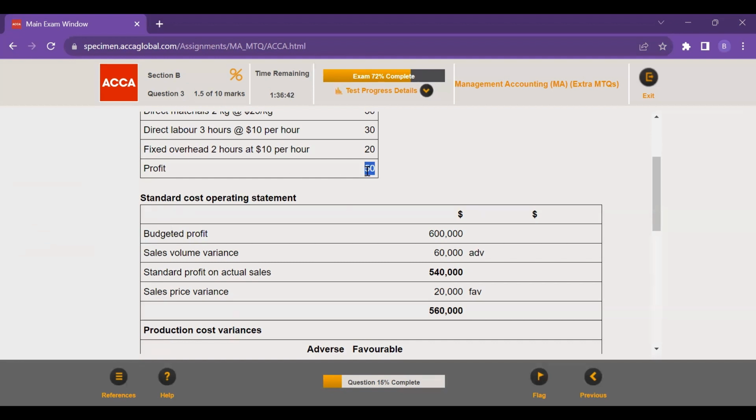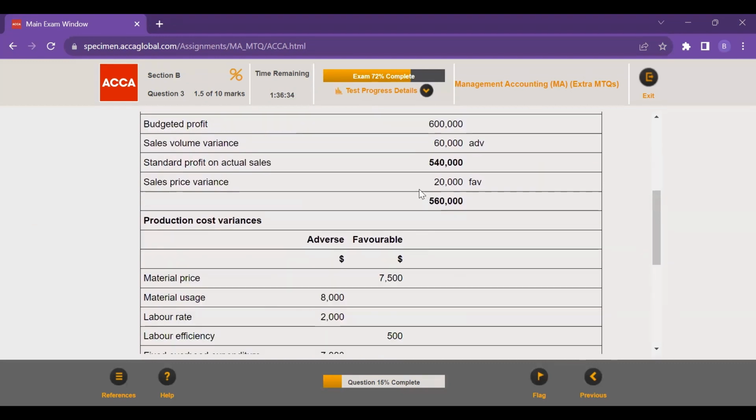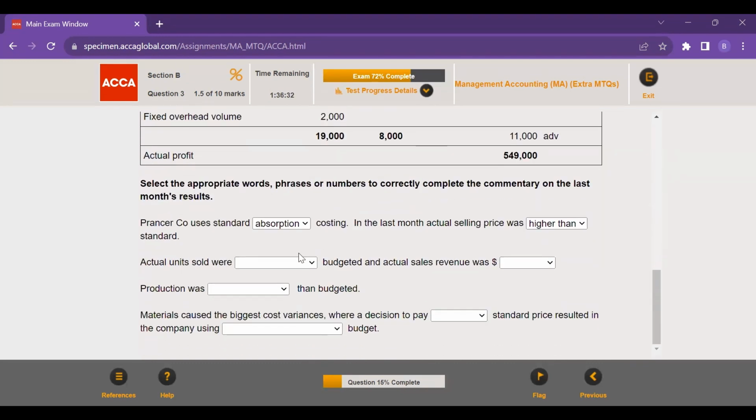So if I divide 60,000 by 50, I will know how many fewer units I have sold than I thought I would be selling. 60,000 divided by 50 gives you 1200. So that means actual units were 1200 less than your budget. Now let's have a look at the fourth blank. The fourth blank wants us to find out the actual sales revenue.